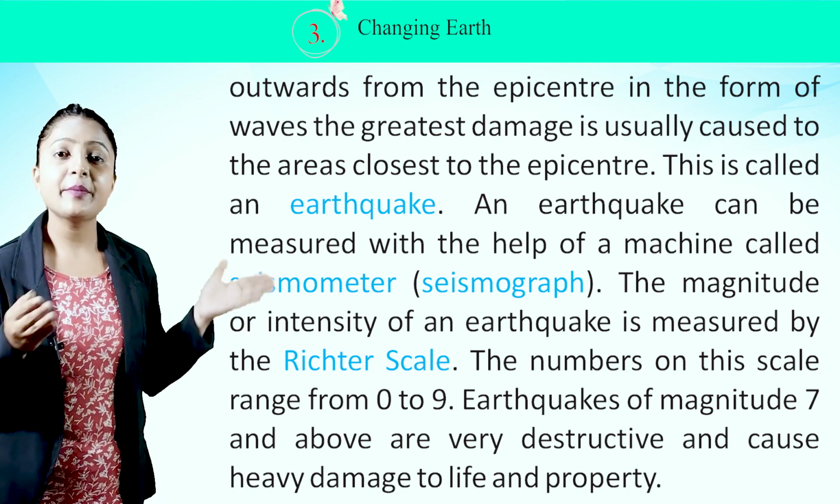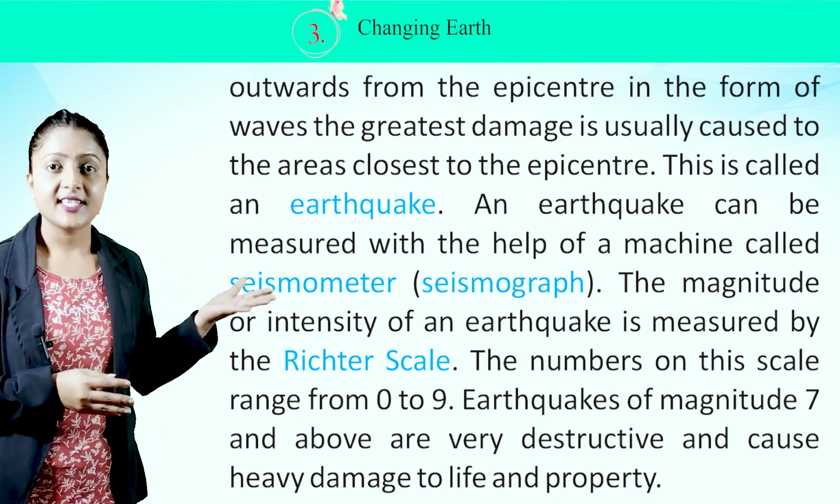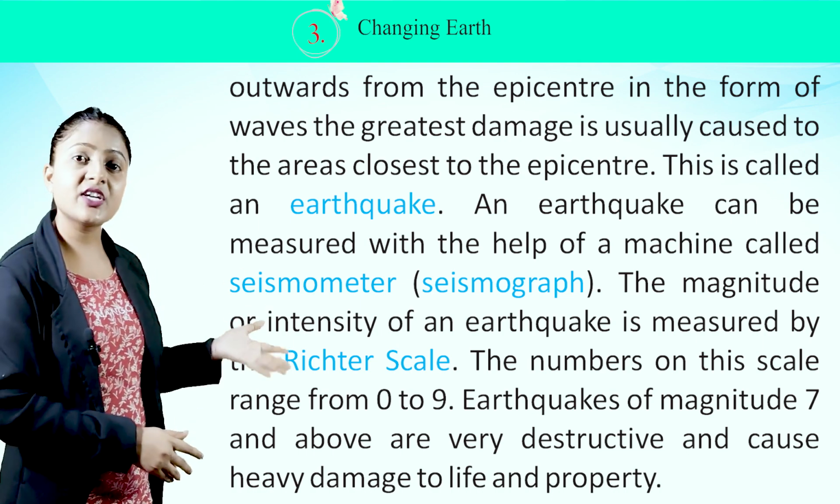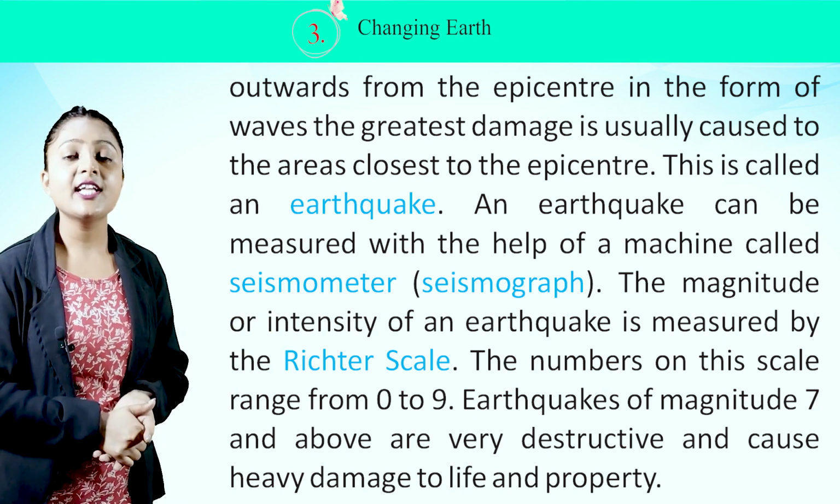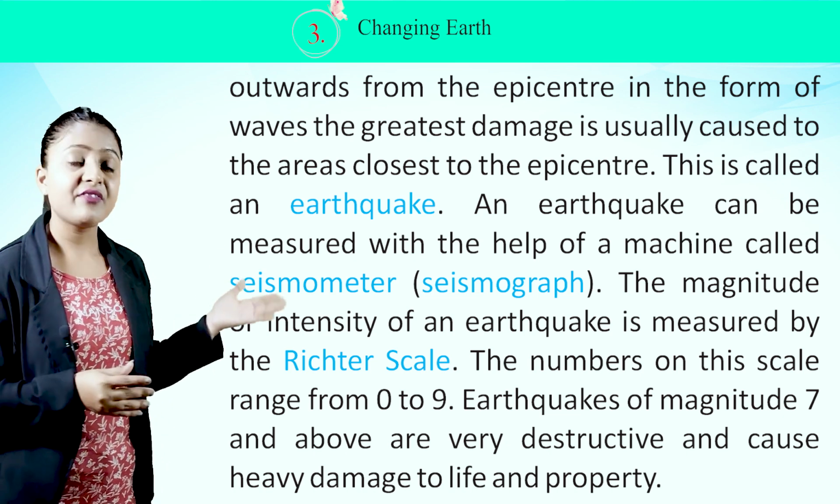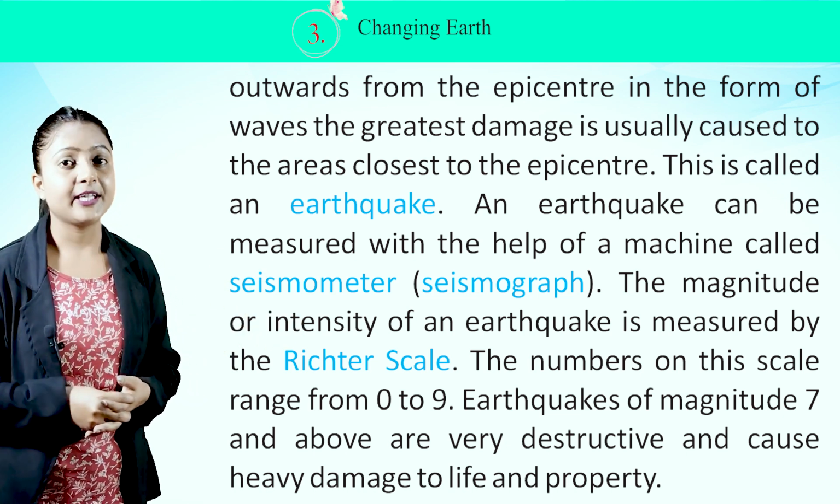An earthquake can be measured with the help of a machine called a seismometer or seismograph. The magnitude or intensity of an earthquake is measured by the Richter scale. The numbers on this scale range from 0 to 9. Earthquakes of magnitude 7 and above are very destructive and cause heavy damage to life and property.